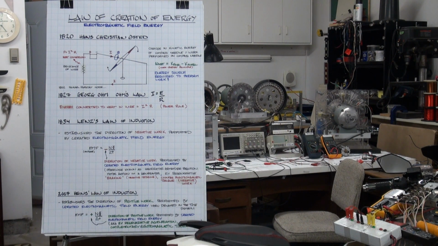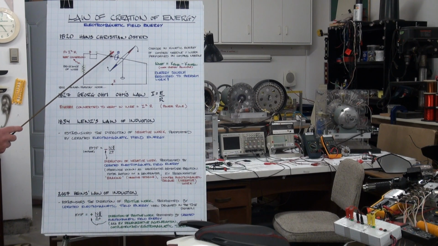In 1822, a physicist named Hans Christian Oersted performed an experiment where he used a compass needle and a wire, where he allowed current to flow through the wire, and he was outlining the relationship between current and magnetic field energy that is created around the current bearing wire.